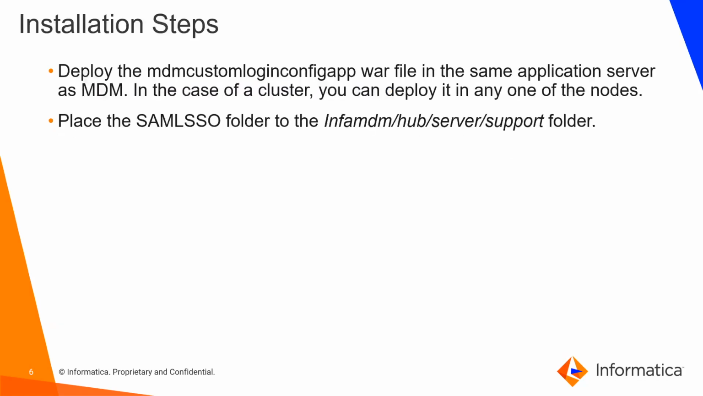The installation steps are pretty easy. This utility comes with two components. One is the MDM CustomLoginConfig App V3 that we need to deploy in the same application server as MDM. The next thing is to place the SAML folder, which comes with the build, in the hub server support folder, and then we should be good to get started with the configuration. Let's move on to the demo.